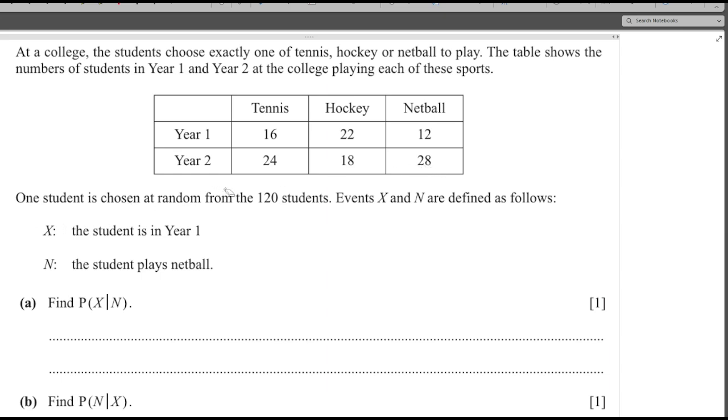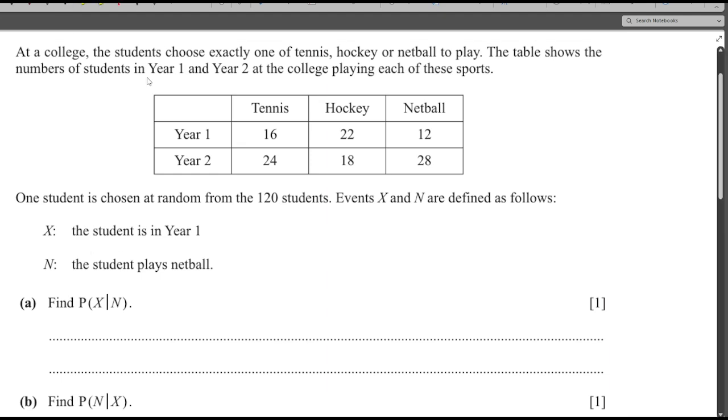One student is chosen at random from the 120 students. Events X and N are defined as follows. X is the event that a student is in year 1 and N is the event that the student plays netball. Now the first question is, find the probability of X given N. Now this is conditional probability. Condition N already known means the student plays netball, that is known.